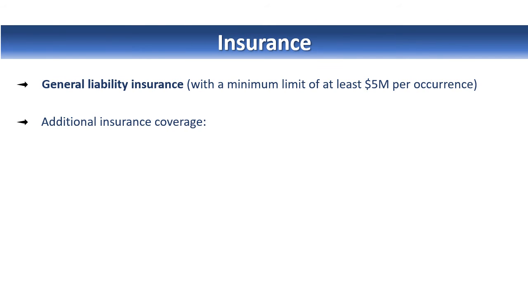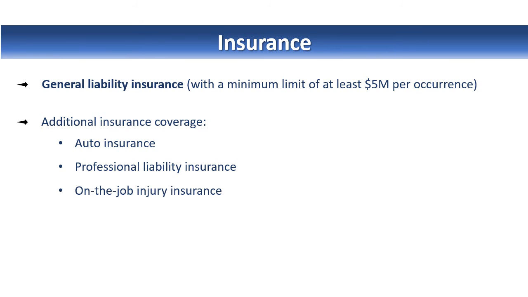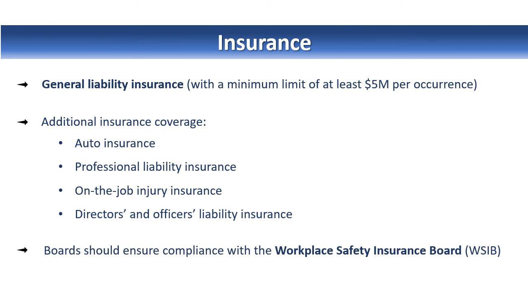Depending on your activities, some additional insurance coverage might include automobile insurance, professional liability insurance, on-the-job injury insurance, and directors' and officers' liability insurance. Boards should ensure their employees are properly covered by the Workplace Safety and Insurance Board, and that they have met their employer obligations, such as submitting employer dues and complying with WSIB safety standards, and that all WSIB filings are current.